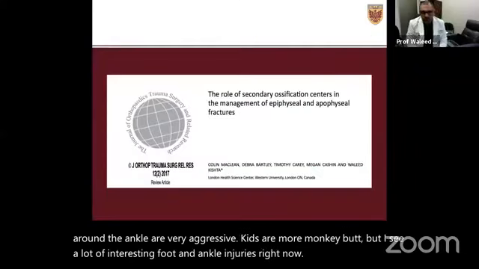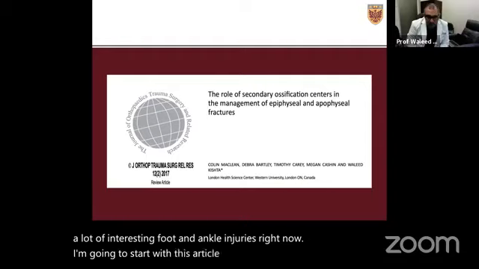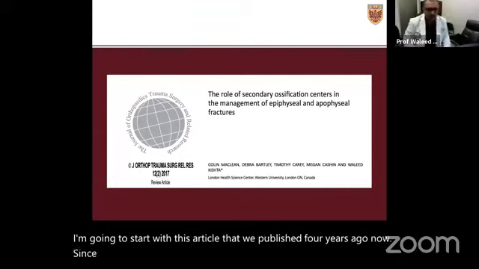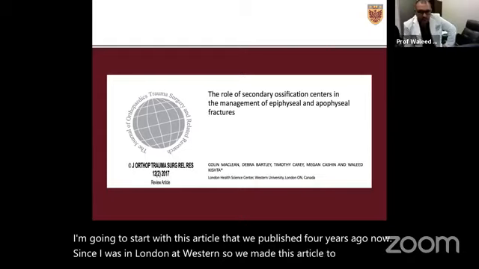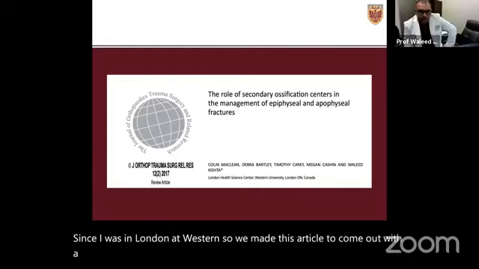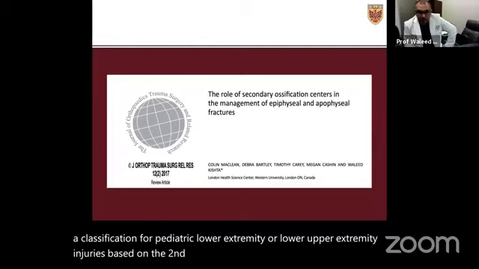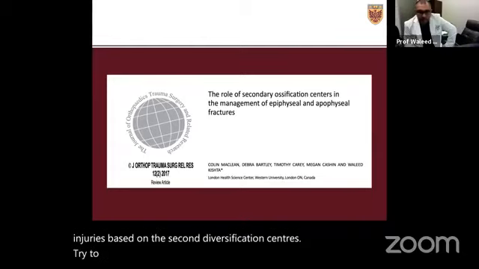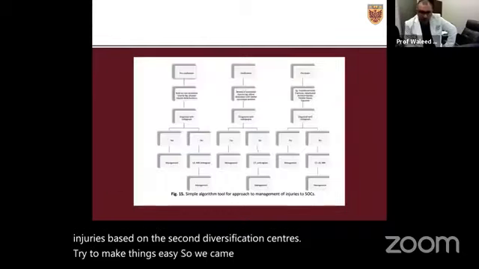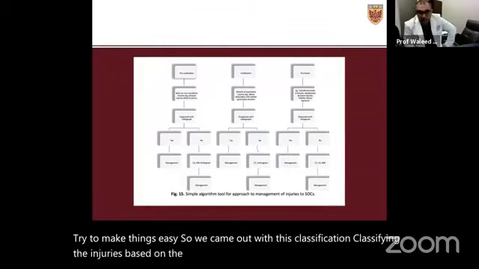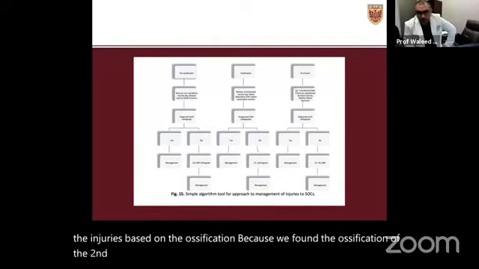I'm going to start with this article that we published 4 years ago now, since I was in London at Western. We made this article to come out with a classification for pediatric lower extremity or upper extremity injuries based on the secondary ossification centers. Try to make things easy. We classified the injuries based on the ossification, because we found the ossification of the secondary ossification center is a good sign on the X-ray.